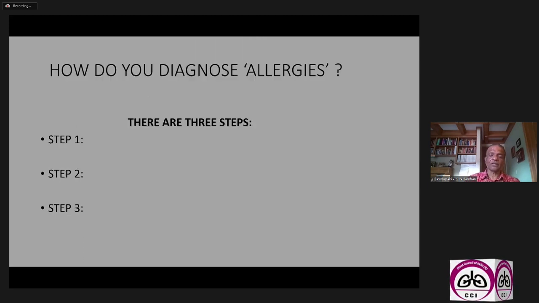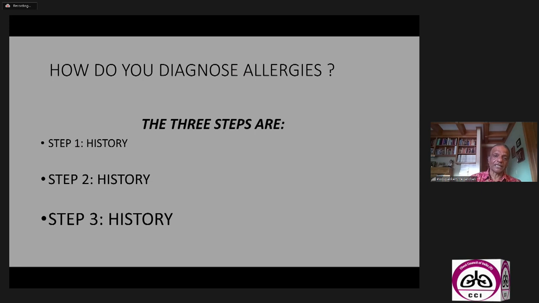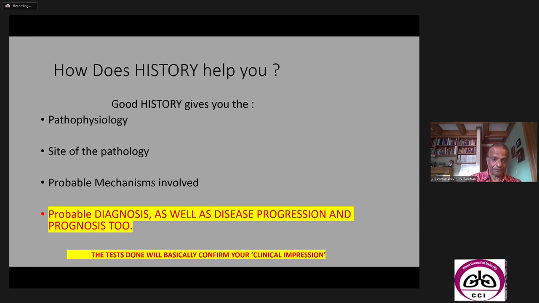Now, how do you diagnose allergies? There are three steps. Step one, step two, step three. What are those steps? History, history, history. You may be surprised to know this, but history is the most important component of diagnosis. It is not skin testing, it's not IgE, it is not ImmunoCAP, because as I just mentioned to you, they only indicate sensitization. They do not indicate allergy. So it is imperative that you have a good history to make a diagnosis of allergy.